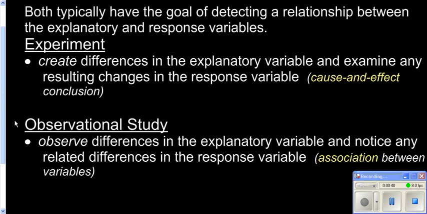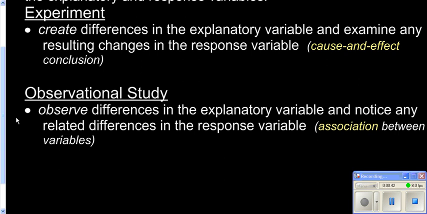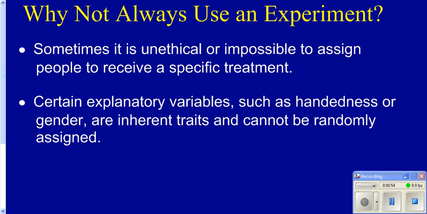Whereas with an observational study, all you're doing is observing. You're not trying to affect the results. And so for an observational study, you're only looking for an association between variables instead of a cause and effect. So why not always use an experiment?